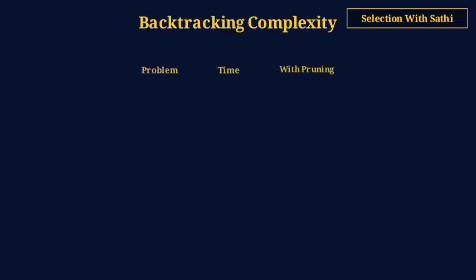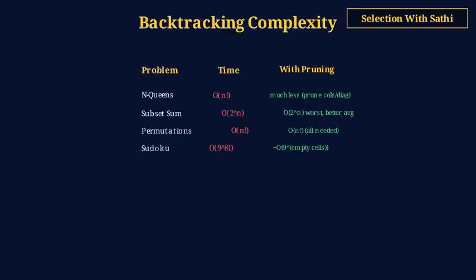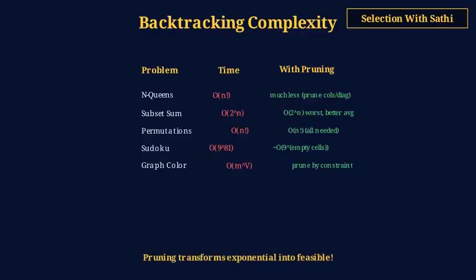Rat in a maze, find a path from top left to bottom right in a 4 by 4 grid. 1 means open cell, 0 means blocked. Start at 0, 0. Mark it in the solution. Try going down to 1, 0. Mark 1, 0. Try going down to 2, 0. But 2, 0 is blocked. Backtrack to 1, 0.